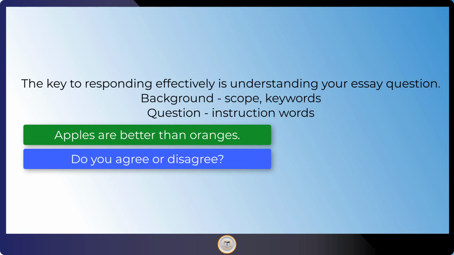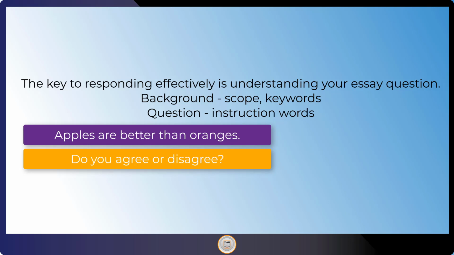Now the question is what is actually telling us how to respond. So basically it's this question portion, the second portion of the entire task, that is telling us how to respond, whether we're going to respond in an argument essay style or whether we're going to respond in a discussion essay style. The top portion here, apples are better than oranges, doesn't really tell us to do anything. It just sort of delivers an argument.